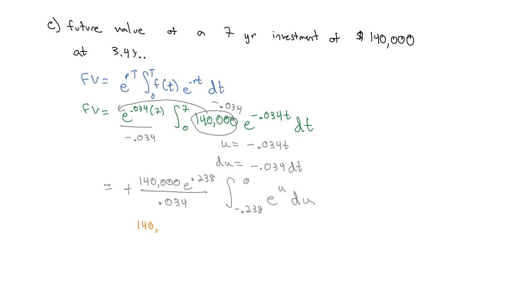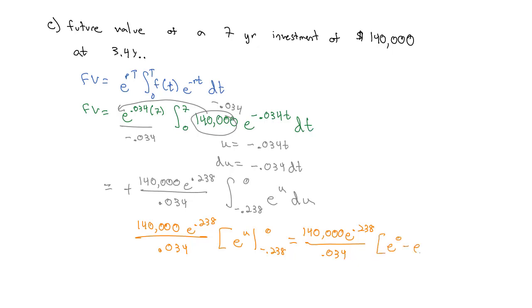That way, when I integrate, we get 140,000 e to the 0.238 over 0.034 times e to the u integrated from negative 0.238 to 0, or 140,000 e to the 0.238 over 0.034 times e to the 0 minus e to the negative 0.238. Putting that into the calculator comes up to $1,106,449.62. That's going to be the future value of this investment.